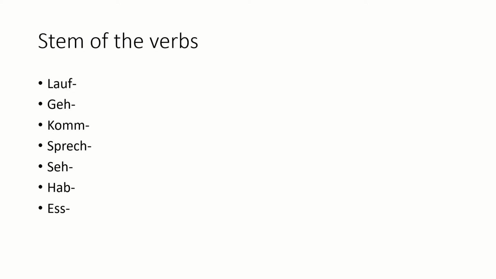So now we have the stem of the verbs, and I took out sein because that one doesn't technically have a stem. So we have lauf, geh, komm, sprech, seh, hab, und ess. Those are the 7 stems of the verbs, and this is very important when using the verbs correctly in proper grammar while using them in sentences.